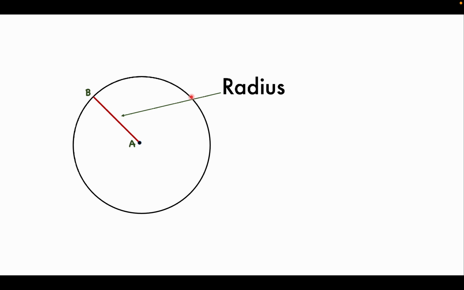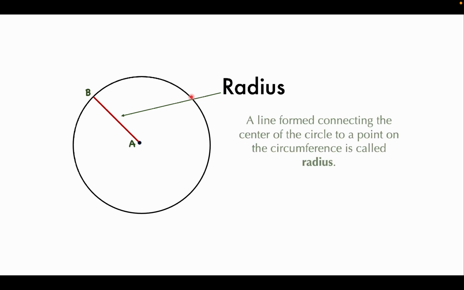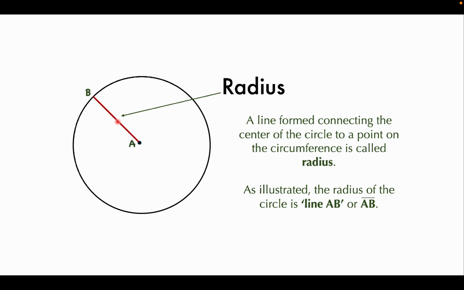Next is the radius. So, yung radius natin, it is a line formed connecting the center of the circle to any point on the circumference. Okay? So, radius ang tawag natin dito sa line na nagmula sa center papunta sa circumference. As illustrated, the radius of the circle is line AB. Ano? Kung ano ba yung mga endpoints ng line mo. So, it's from point A to point B. Ibig sabihin, this is line AB.